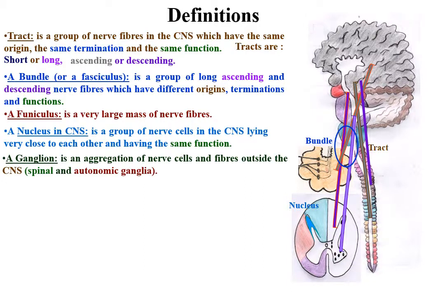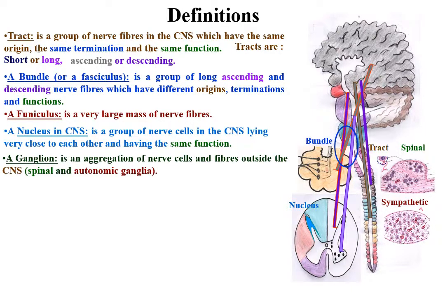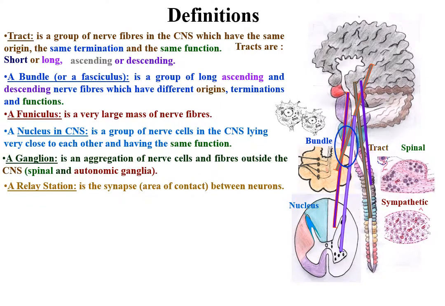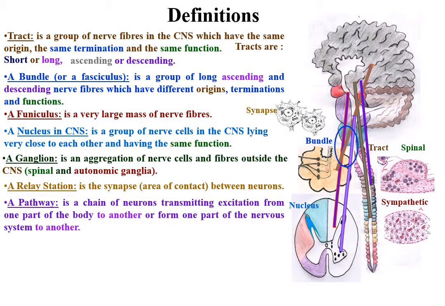A ganglia is an aggregation of nerve cells and fibers outside the central nervous system, as the spinal and autonomic ganglia or sympathetic ganglia. A relay station is the synapse, which is an area of contact between neurons. A pathway is a chain of neurons transmitting excitation from one part of the body to another, or from one part of the nervous system to another.